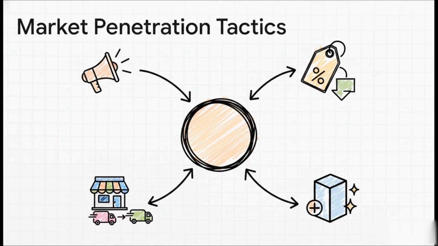So how do companies actually do this? Well, it's usually about grabbing a bigger piece of the pie from your competitors. You might see them ramp up their marketing, offer special promotions, maybe lower their prices for a bit, or just make their products easier to find. The goal is to make their product the obvious choice.